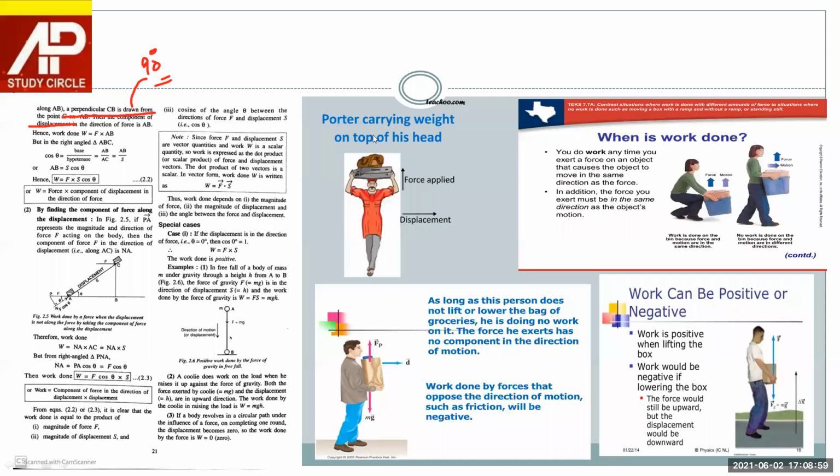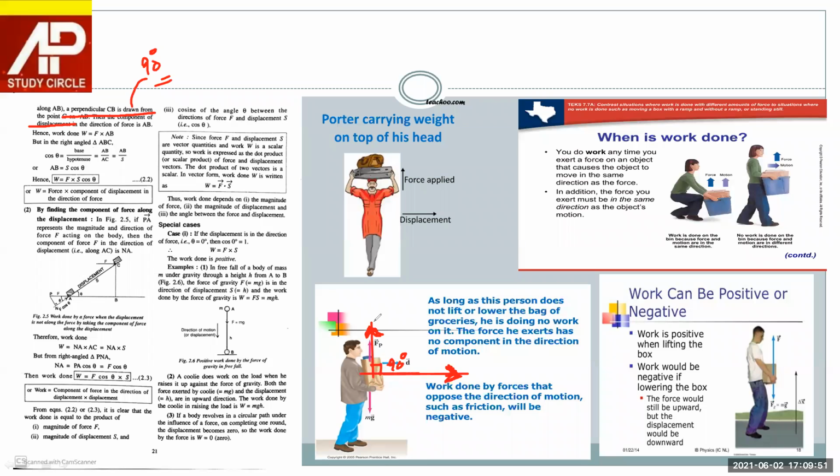So look at this. Here, suppose a coolie is having a load. Look at this person, carrying a load in his hand. And displacement is in this direction. Now, you see very carefully, this is the force. This is the displacement. Angle is how much? 90 degrees.